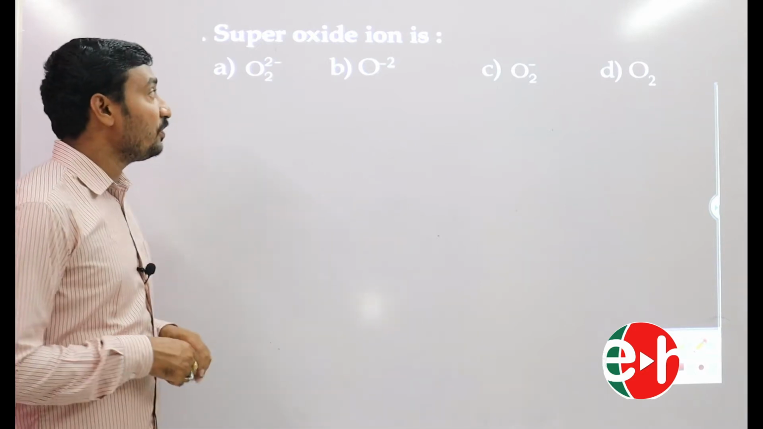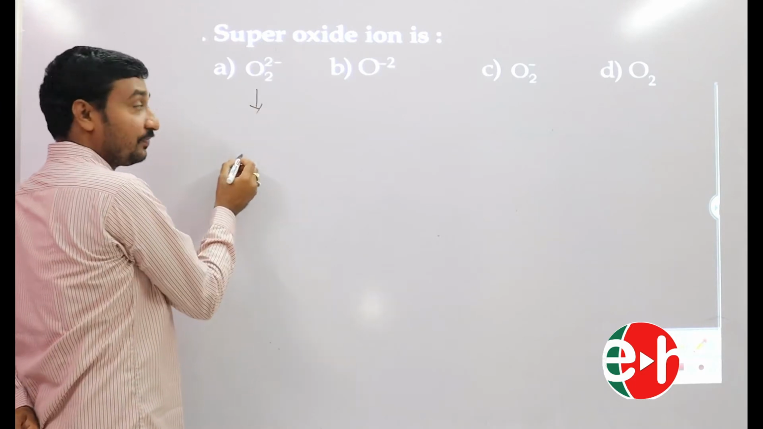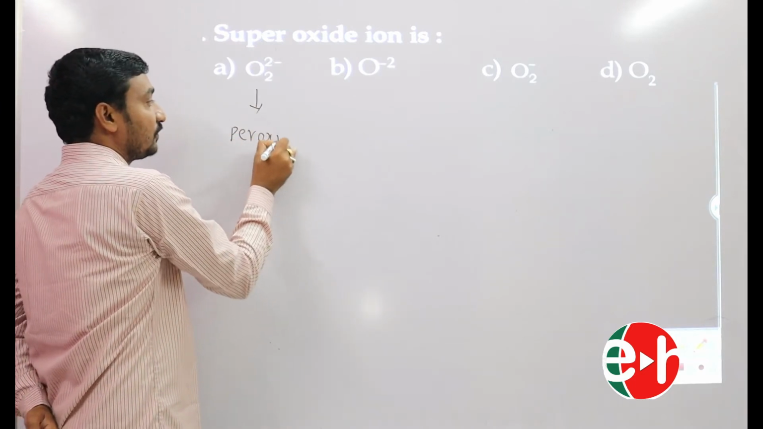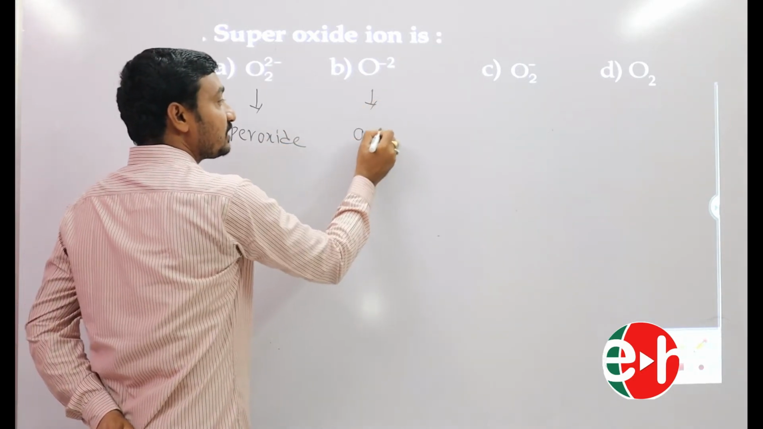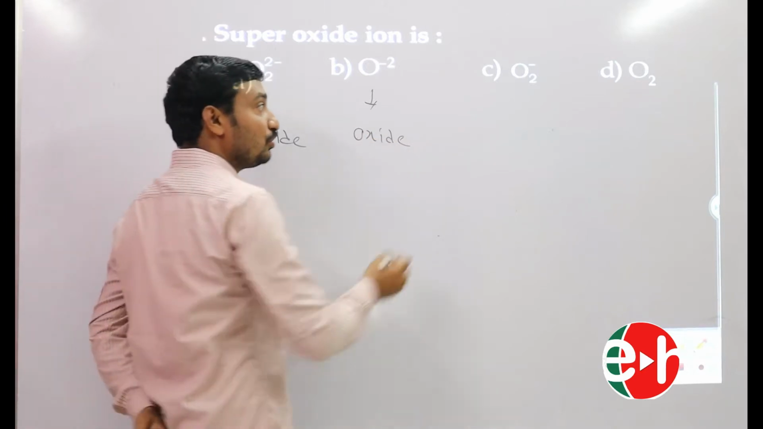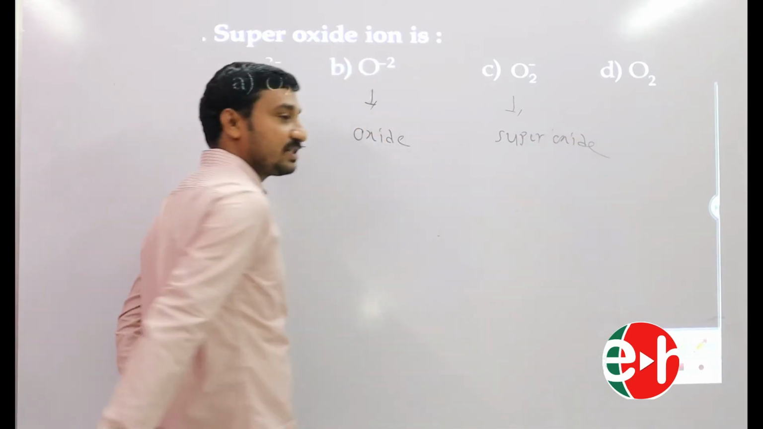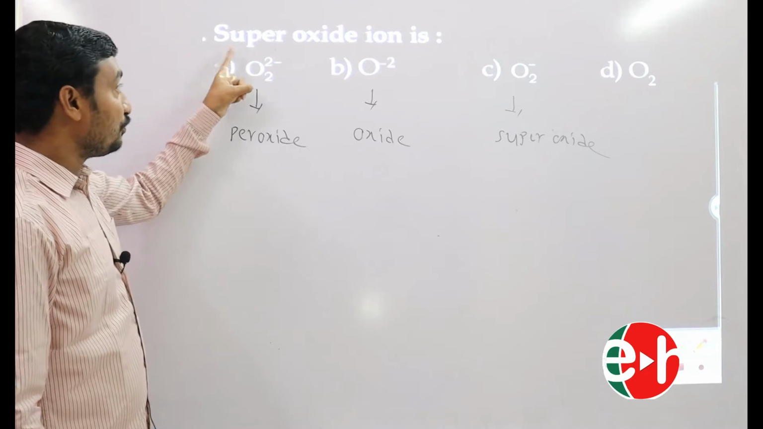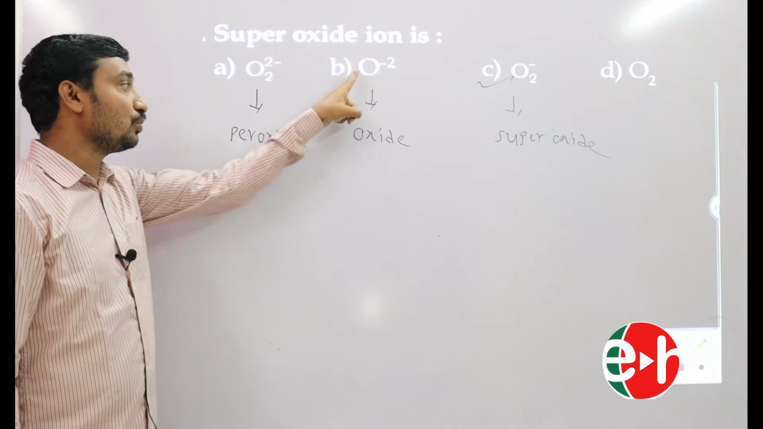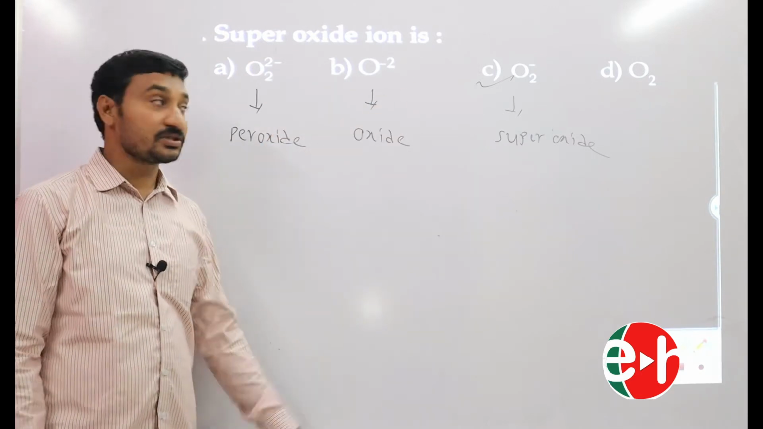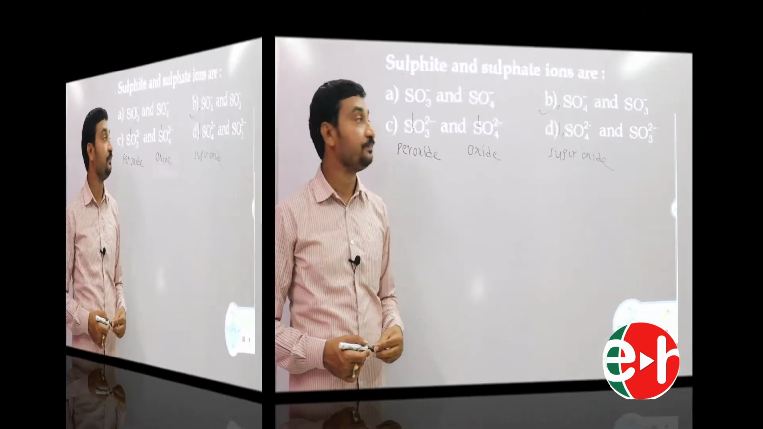See this: superoxide ion is, we know O2 2 minus is a peroxide ion. O2 2 minus, this is oxide ion, oxide. O2 minus, this is superoxide. So superoxide ion is the third one, C. O2 2 minus peroxide, O2 minus superoxide. O2 is a gas, that is not an ion. Okay, next question.